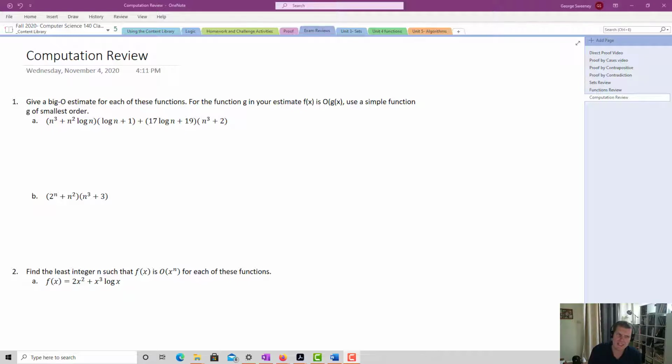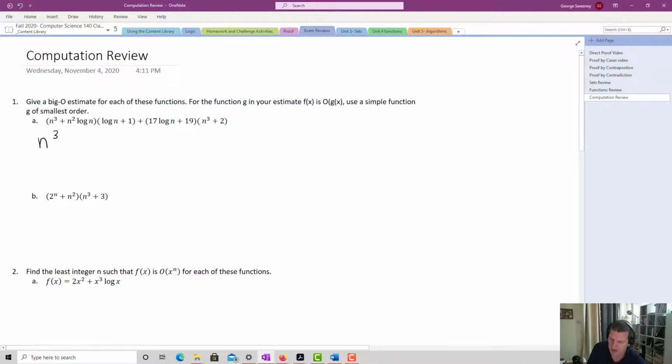So let's first start out with this one, number 12 actually. Give a Big O estimate for each of these functions. For the function g in your estimate, f of x equals O of g of x, use a simple function g of smallest order. So what that's saying is pick the smallest possible one. On your exam, what you're going to be asked to do is to pick the one that actually is of smallest order, right? Because you can pick ones of larger order, but it's kind of trivial. We just want to get the one that's the smallest. So let's take a look at this, and let's start out here.